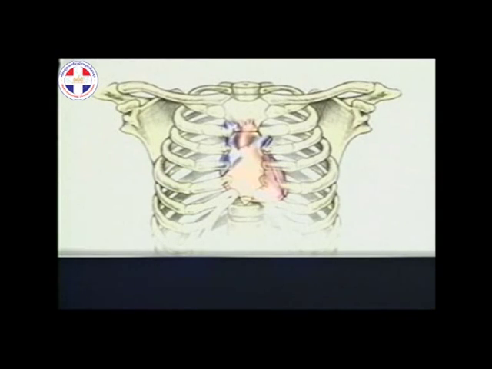You can hear S1 and S2 in the aortic area, in the right second interspace close to the sternum, pulmonic area in the left second interspace close to the sternum, left third interspace, tricuspid area in the left fourth and fifth interspaces, and mitral area at the apical impulse. The aortic and pulmonic areas together are sometimes called the base of the heart.